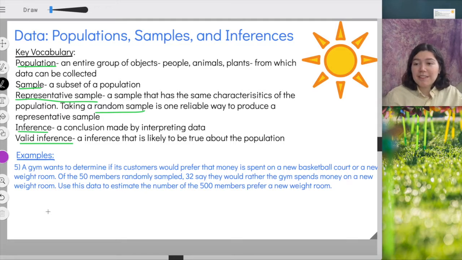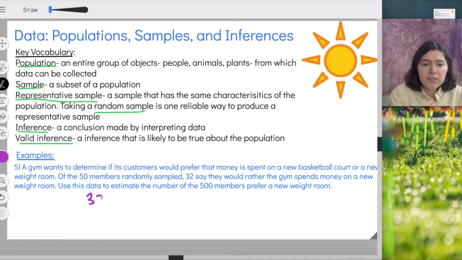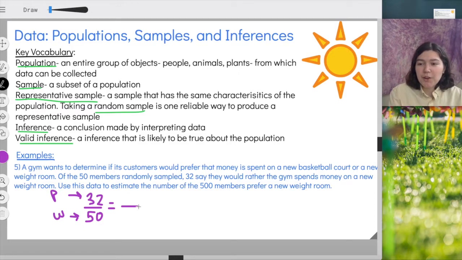Okay, which is again when we set equivalent ratios equal to each other, and then we can solve it to find a missing variable or missing information. So we know that 32 out of the 50 members sampled said that they preferred the weight room. That's my part, 32, and it's getting divided by my whole, the total number of people that were interviewed. And then I'm going to need to set this equal to another ratio. That's again my part to my whole.